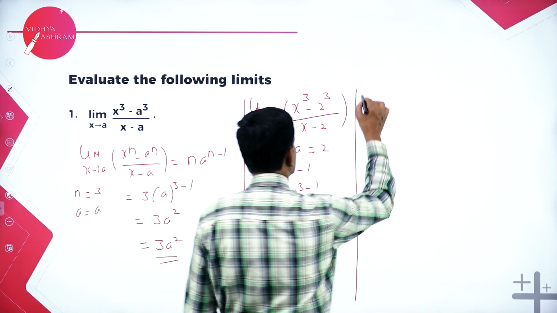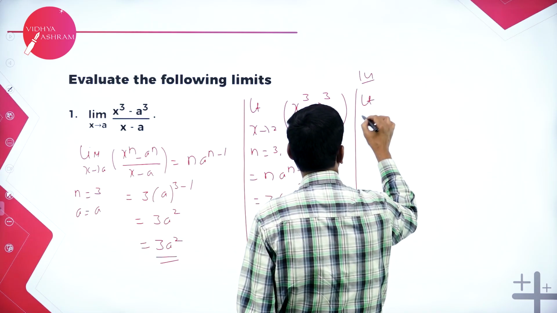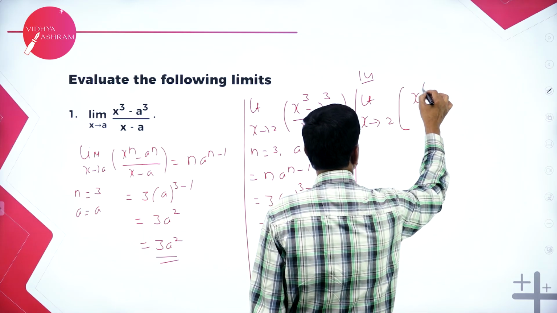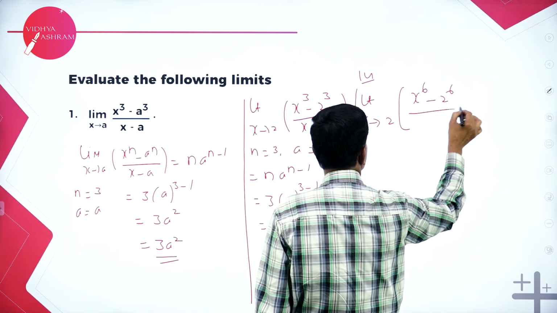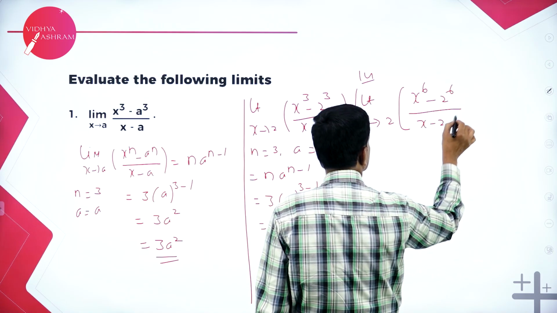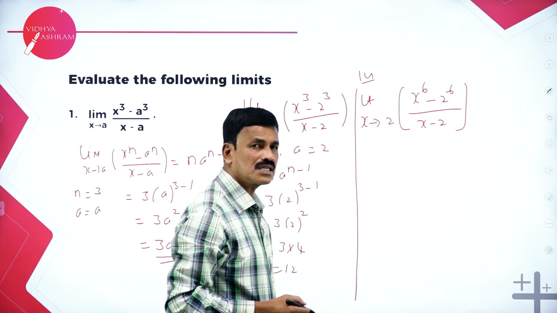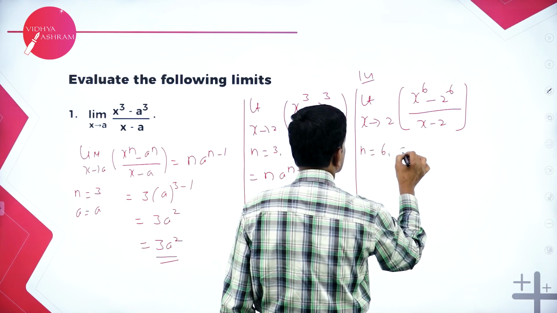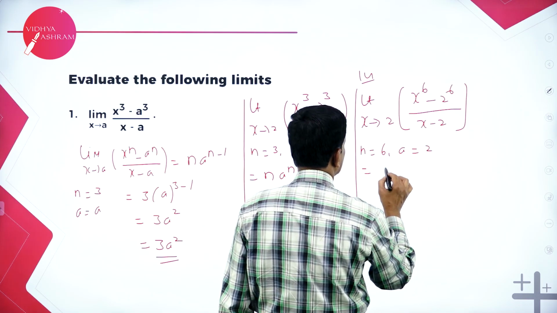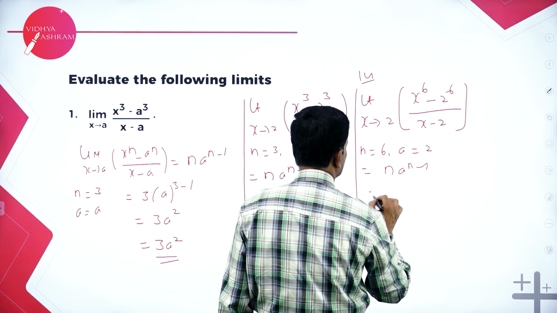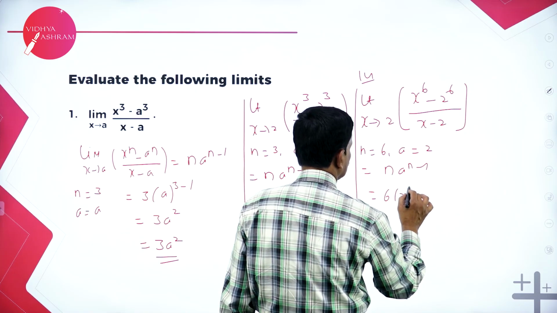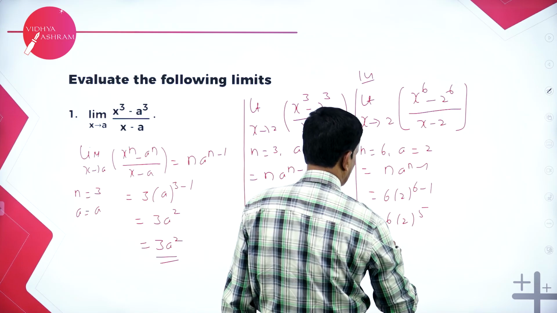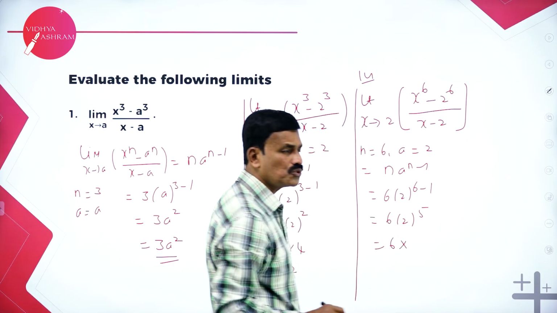Similarly, if it is limit x tends to 2 of x to the power of 6 minus 2 to the power of 6 divided by x minus 2, now, this is also similar type. What is n here? Here n is equal to 6 and a is equal to 2. n a to the power of n minus 1. What is n? 6 into 2 to the power of 6 minus 1. 6 into 2 to the power of 5. That is equal to 6 into 2 to the power of 5.